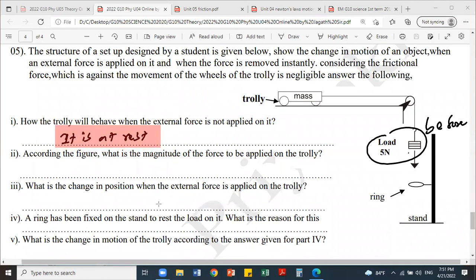Number 2. According to the figure, what is the magnitude of the force? Magnitude means a value. What is the force applied here? Look at the screen, everyone. This is the force applied. 5 Newton force is applied. So the answer for this will be 5 Newton.